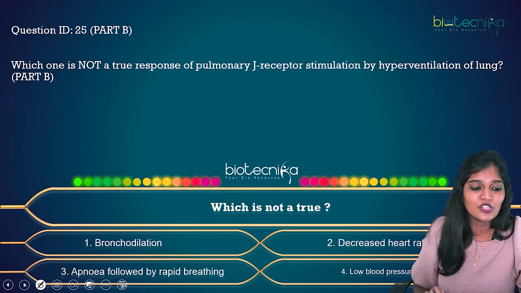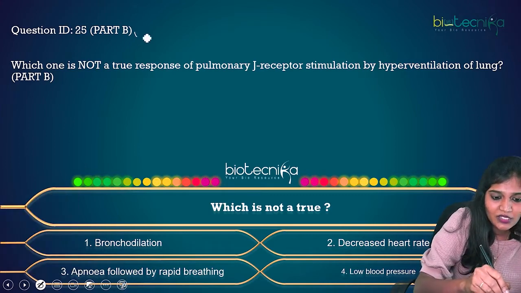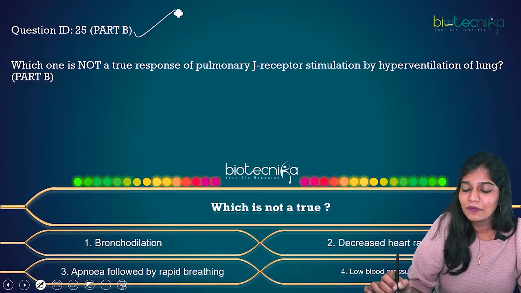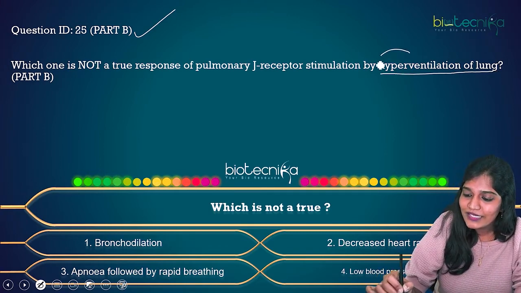Let's move to the next question, question number 25. This is another part B question, you can see. And this is about respiration in human beings, hypoventilation of a lung. So what is this hypoventilation?